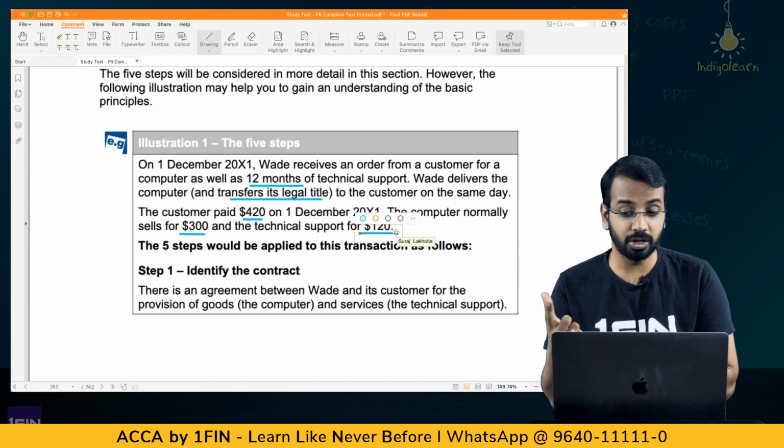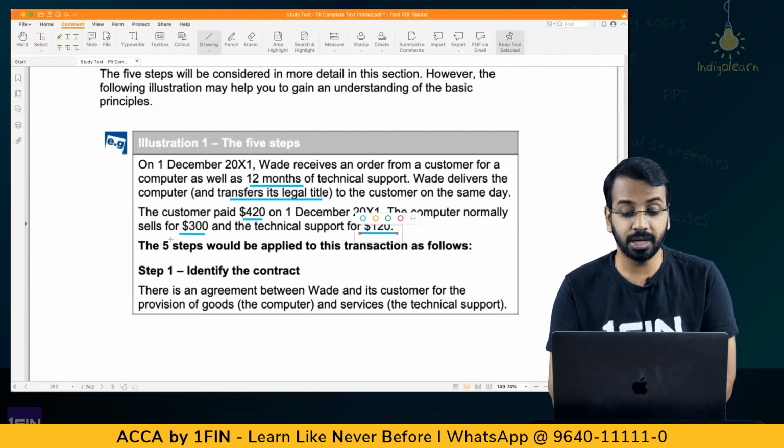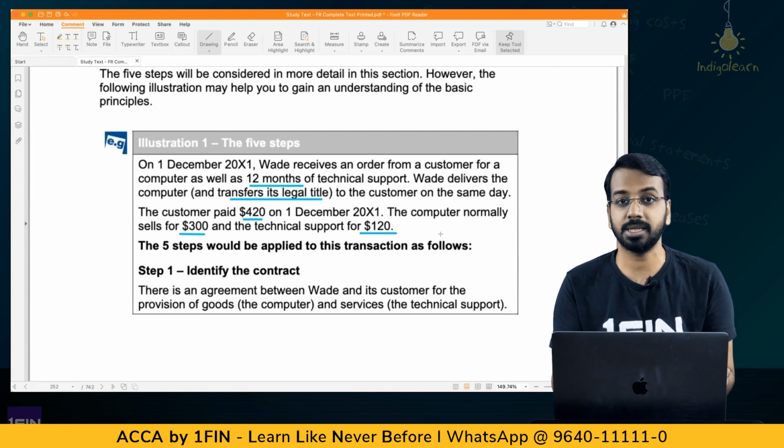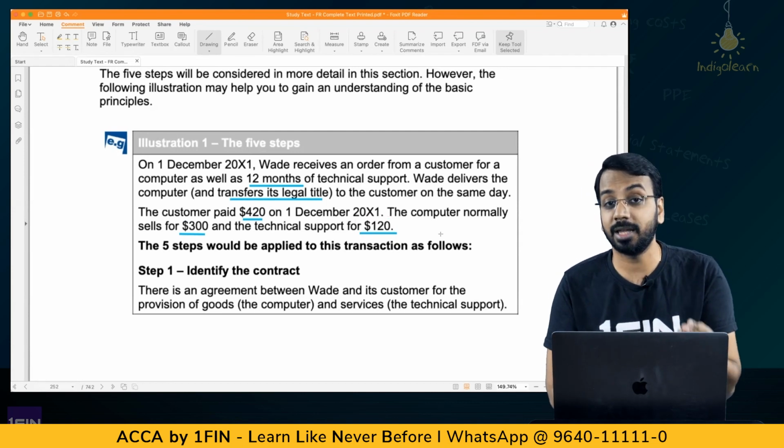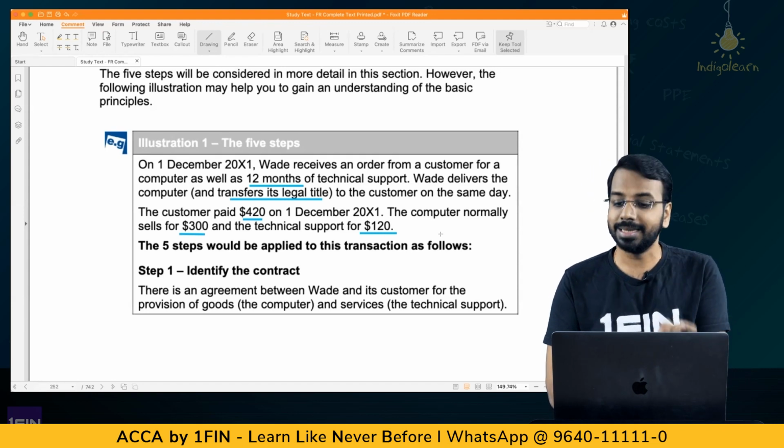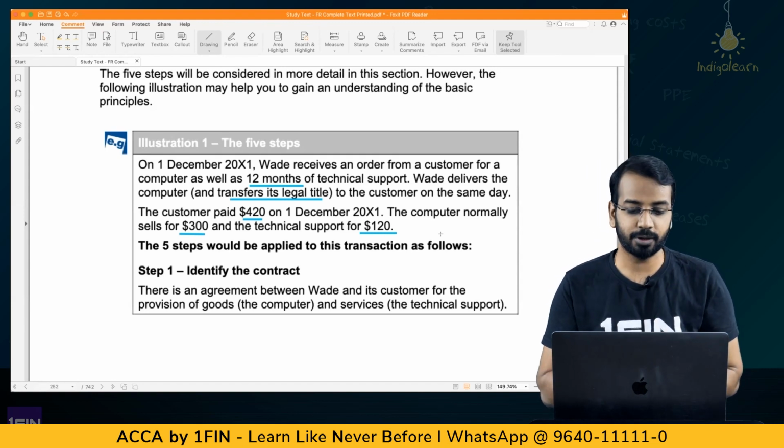Subsequently we will also understand that 300 and 120 may be the independent prices, but the supplier may sell the computer to the customer at a bundled price of 400. In that case, how to allocate that, we'll also understand. Okay, so now the 5-step model, its application, let's see.